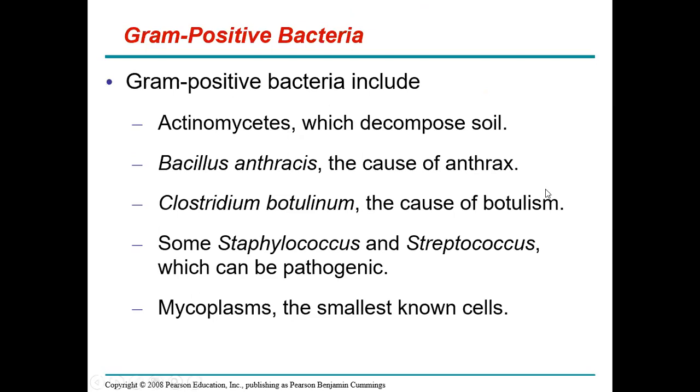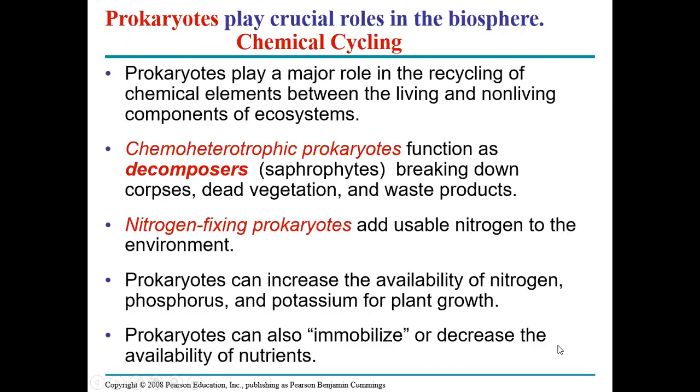Next, gram-positive bacteria. Gram-positive bacteria include actinomyces, which can decompose the soil. Bacillus anthracis causes anthrax, Clostridium botulinum causes food poisoning, right? Staphylococcus and Streptococcus are pathogenic. They cause different diseases to human beings. Mycoplasma are the smallest known cells. All those things are clear.